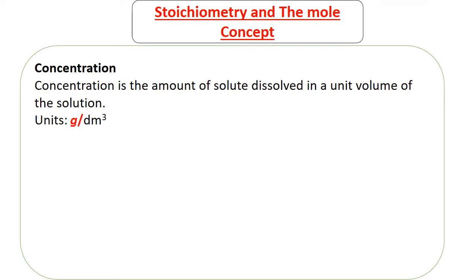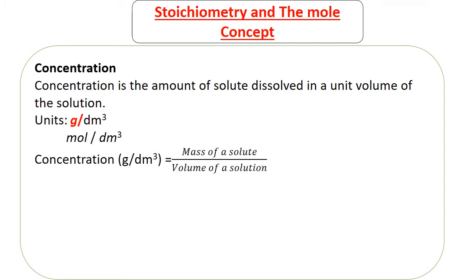First, the units for concentration are grams per decimeter cubed or moles per decimeter cubed. So there are two ways of calculating concentration. One involves the number you get in grams per decimeter cubed, and the other one in moles per decimeter cubed. The formula for concentration in grams per decimeter cubed is mass of a solute over volume of a solution.